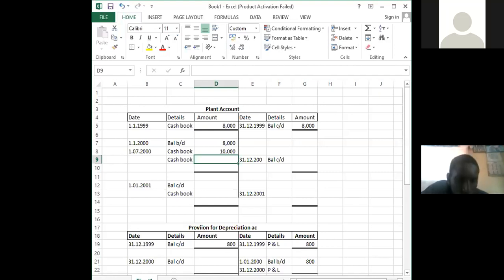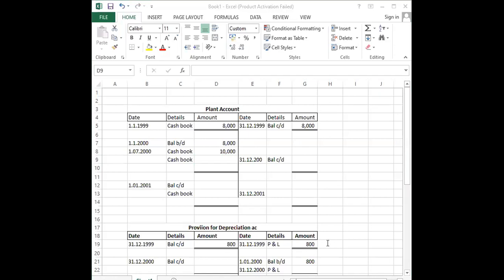A total of 10,000. Then there is another additional machine that we bought on October 1st. So 1st October year 2000. And I told you dates are very important. So here we have bought another machine costing 6,000. Is there any other machine that we have bought that year? Kindly confirm. There is no other machine, right? There is no other machine that we have bought that year.